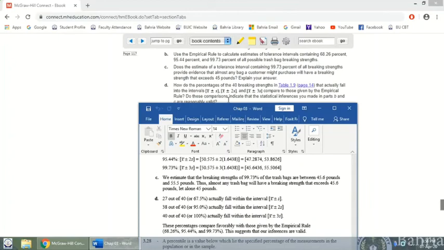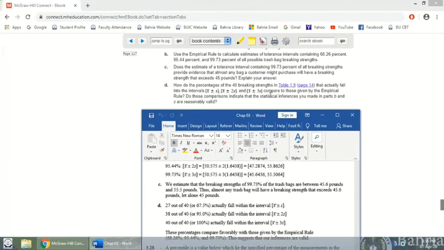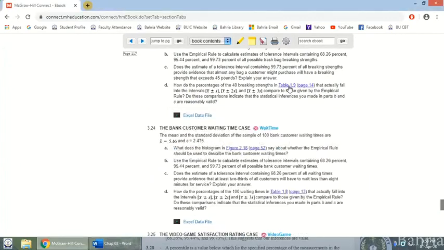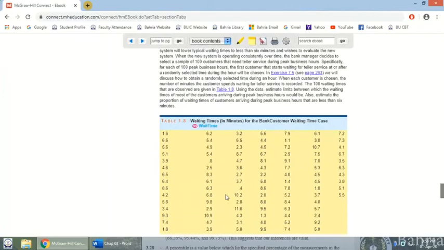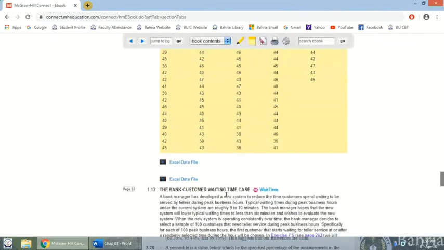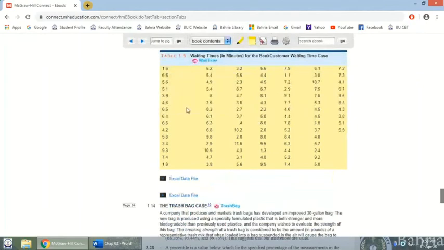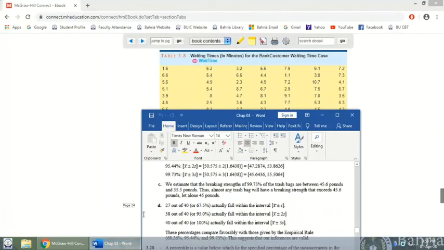Okay, and now the D part, again the same, the values that we had for the tolerance level, or the strength that we need to find these intervals for. What they're asking is the percentage of the 40 breaking strengths in table 1.9. I hope I can just reach 1.9, because this is I think chapter 1. Okay, we have done this. So waiting times, yes, we have done this.